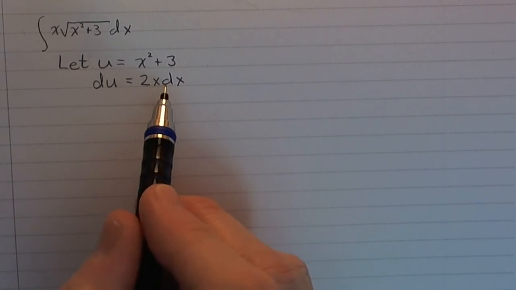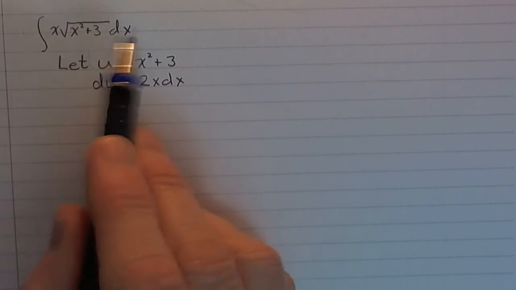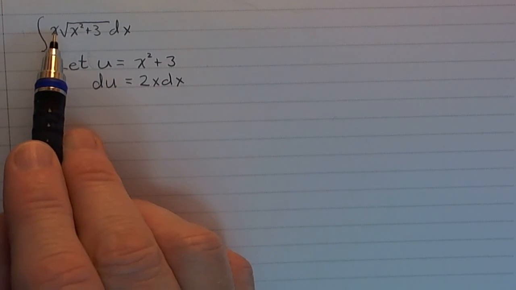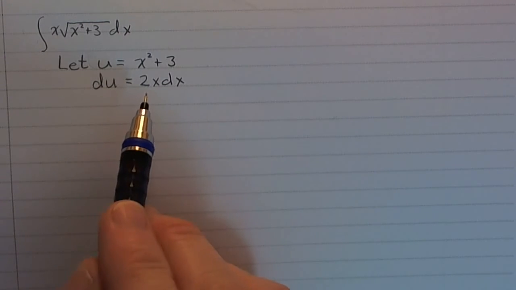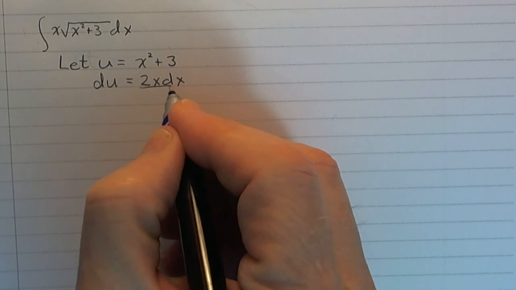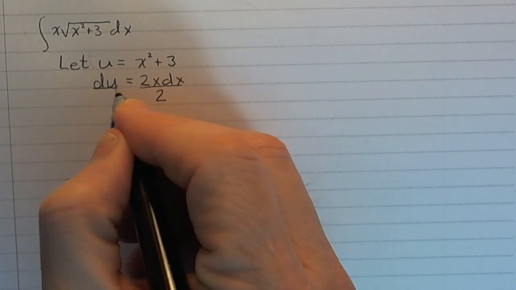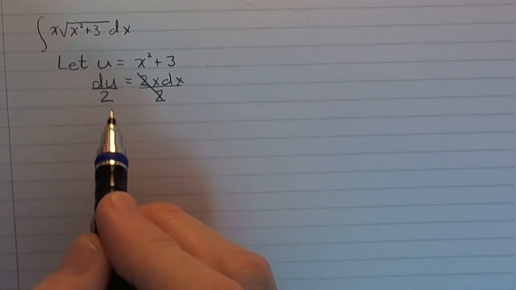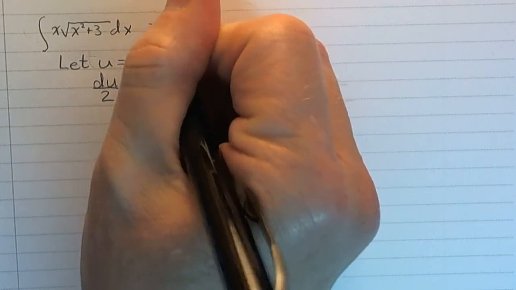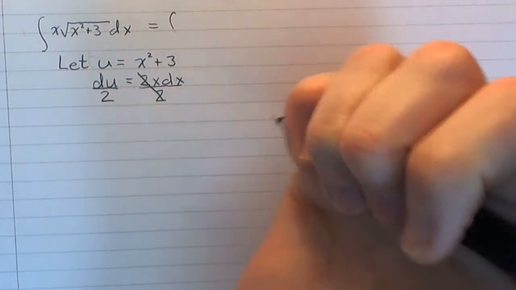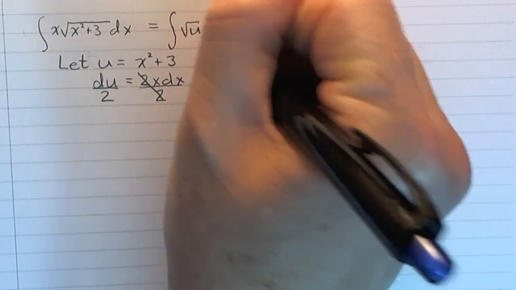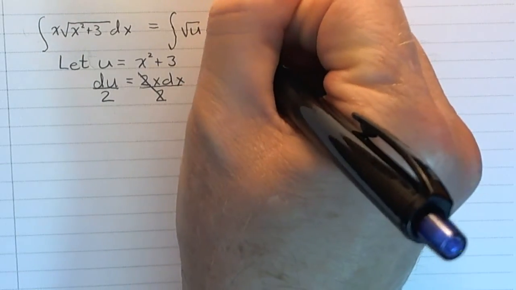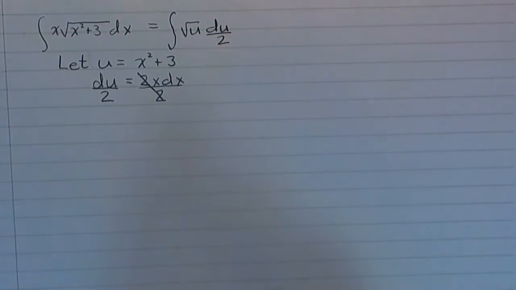Now, this 2x dx is almost what we have on the outside, but really what we have is x dx. This 2 is extra. So look, here's what we can do. We can just divide by the 2. I just divide by the 2, and now here's x dx. I can replace that with du over 2. So now let's see what we have. We have the integral of the square root of u, and then in place of x dx, I'll put du over 2. There we have it.